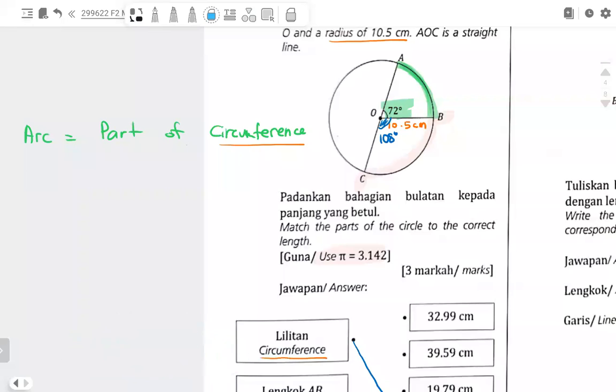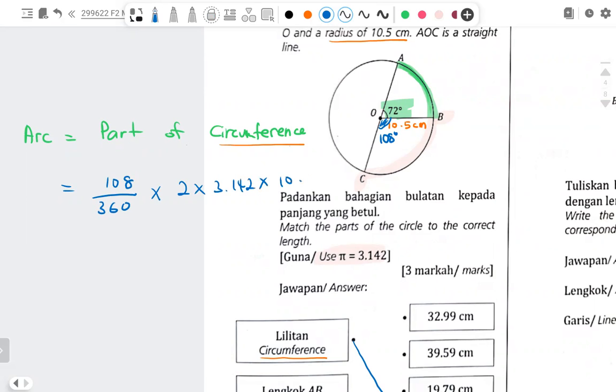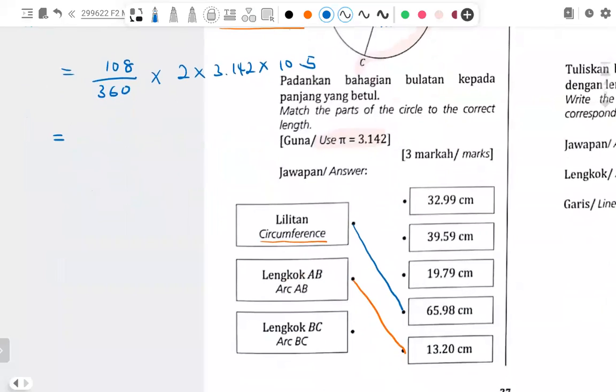Same thing, right? Arc means part of circumference. So we just substitute: 108 over 360 degrees times the formula to find circumference, 2 times pi times radius. And we'll get the answer equal to 19.79, just like that.